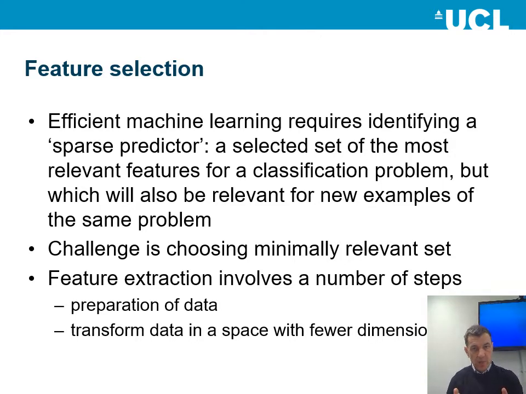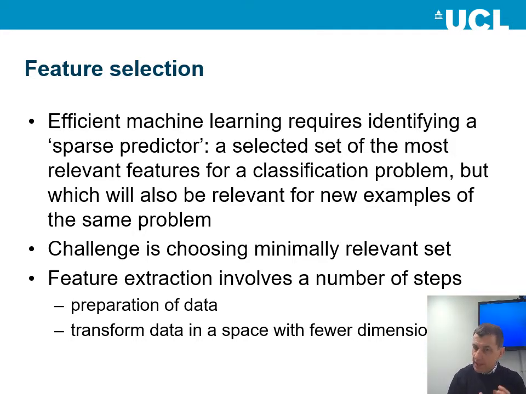So what we're trying to do in applying machine learning to a high-dimensional feature space is to classify that space, to partition that space. And in order to do that in the most efficient way, we're trying to find what we call a sparse predictor. So we're looking at the subset of all of the features that we know about, which is the most efficient subset for the classification problem that we're interested in.